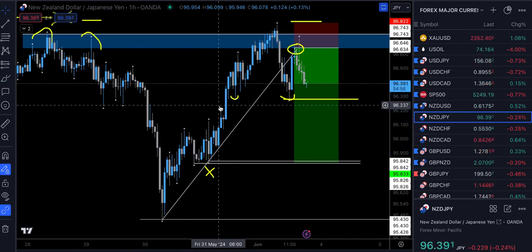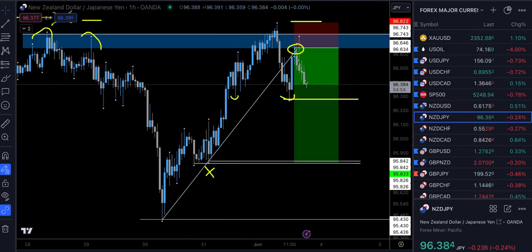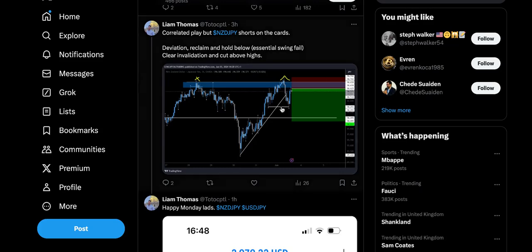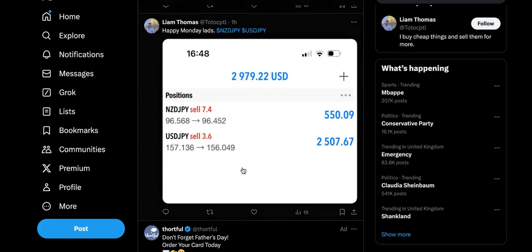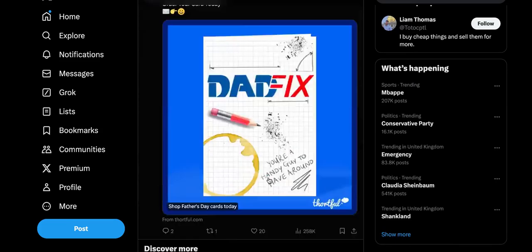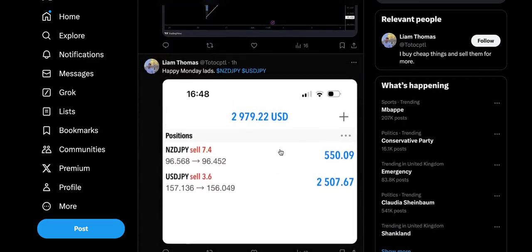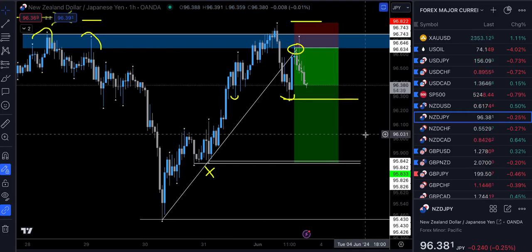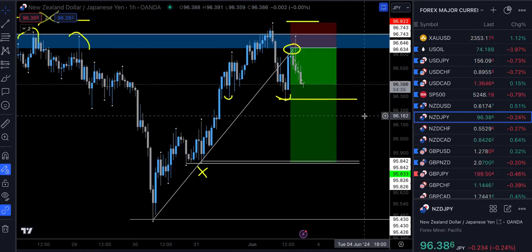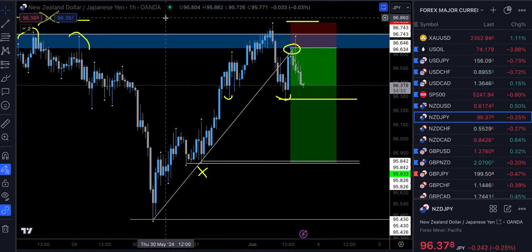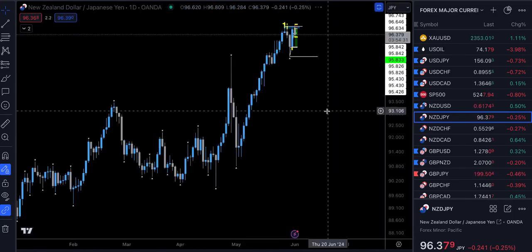So this was also called on Twitter. Let's pop over here. This was the short and the update here, triggered here. And then these are the trades that are ultimately running here. So that's NZD JPY. Certainly sell bias at the moment. There's no reason to be anything other than that.